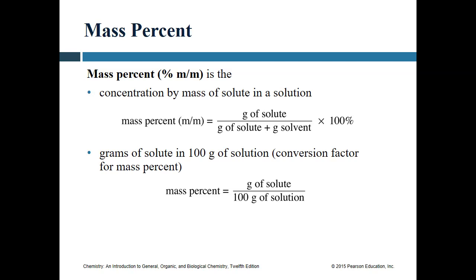So for mass percent being the ratio of masses, again, we're looking at how many grams of solute compared to the total number of grams of solution. And so sometimes we will be given the individual masses. So 30 grams of sugar and 50 grams of water. And yeah, in that case, we would add those together to get the total solution.